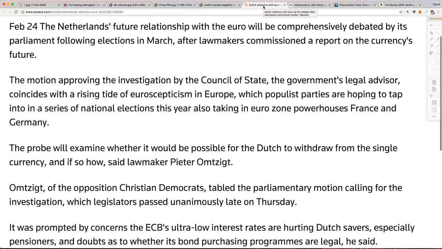The future relationship with the euro will be comprehensively debated by its parliament following the elections in March after lawmakers commissioned a report on the currency's future. Huge news. This right here. I mean, once something makes it up to that high level, that chain of command, you know that it is being considered. Doesn't necessarily mean that anything's going to happen. But what an interesting concept.